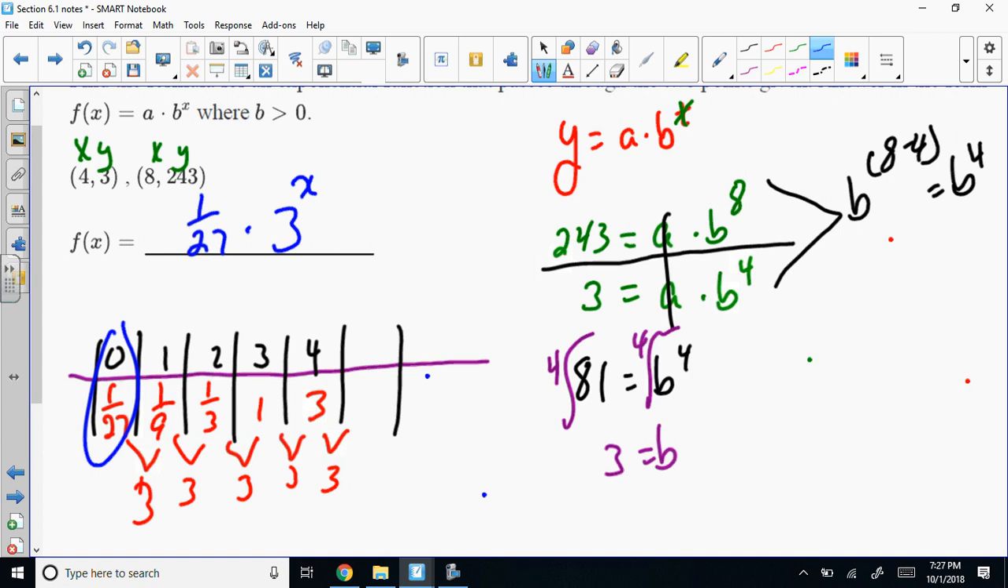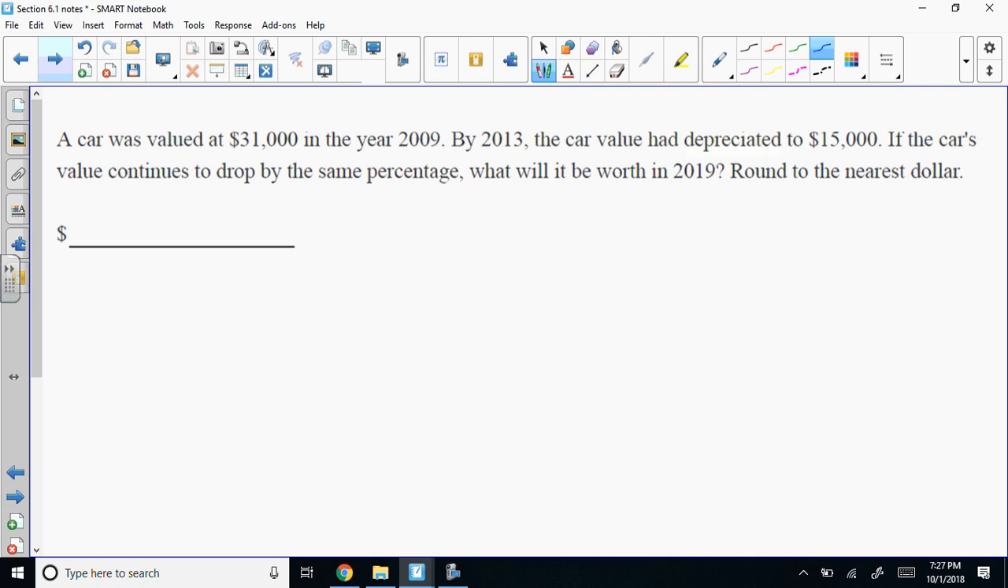Well, that means you could type in these 2 ordered pairs in your stat list, and you can perform an exponential regression where you punch a number, and it will give you back the equation. Exponential takes 2 points. Linear takes 2 points, but a quadratic takes 3 to do a regression. That's crazy. All right, y'all ready?